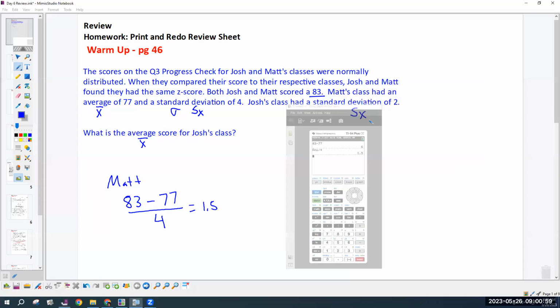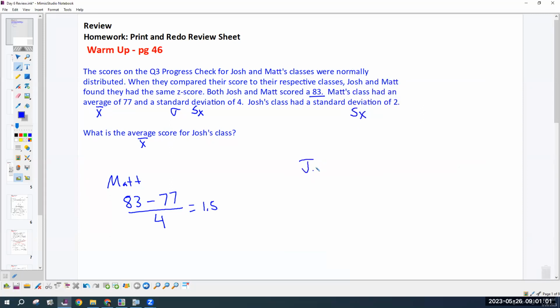Now this is going to be the same as Josh's. So Josh, we know, also has a Z-score of 1.5. We know he scored an 83. And we know he's got a standard deviation of 2, so minus the average. So here we go. If we multiply both sides of our equation by 2, we get 83 minus the average equals 3. And so that tells me that the average for Josh's class was an 80.